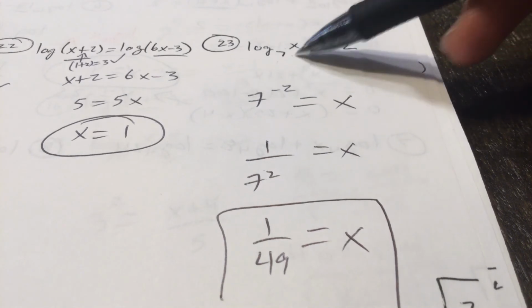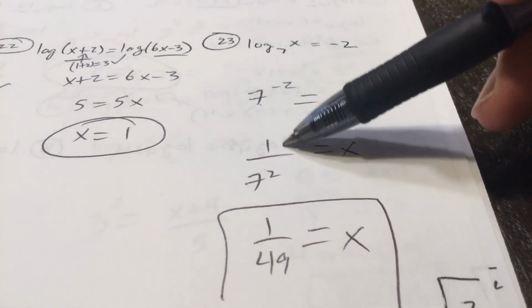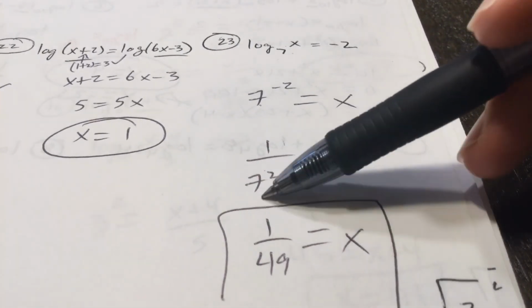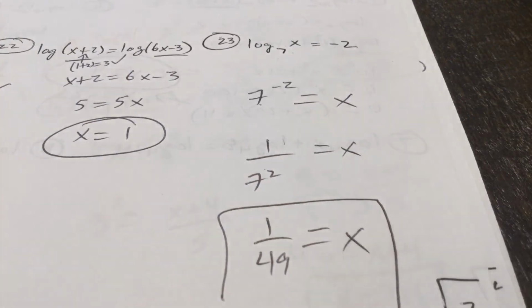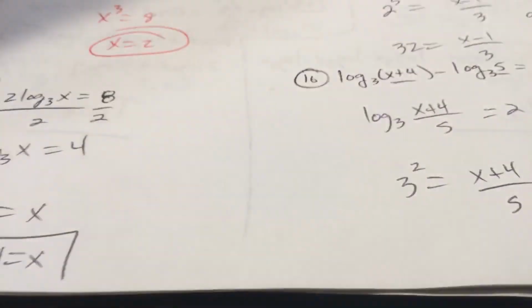7 to the negative 2 equals x. That's 1 over 7 squared. 1 over 7 squared is 1 over 49, and that is what x is.